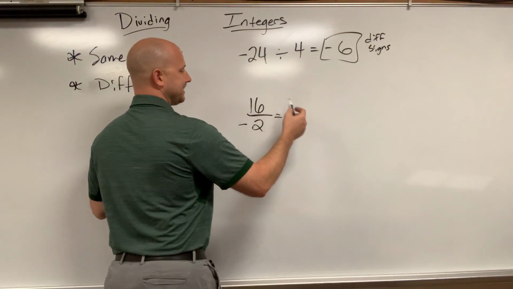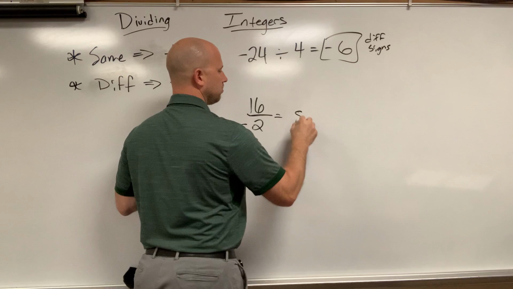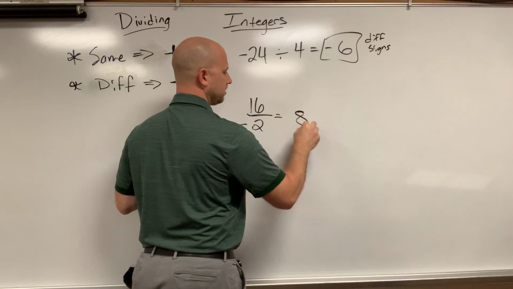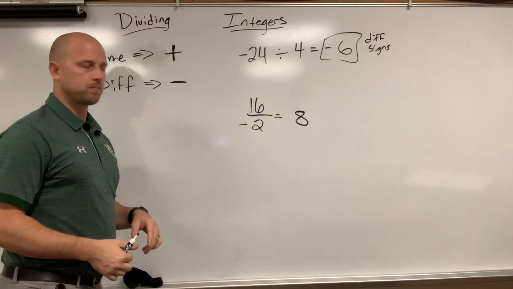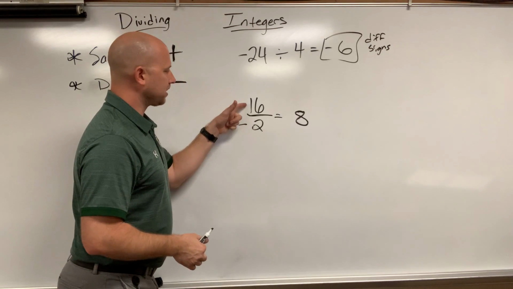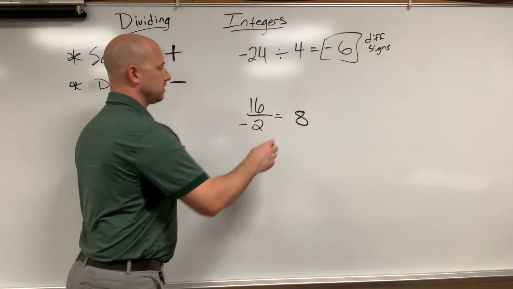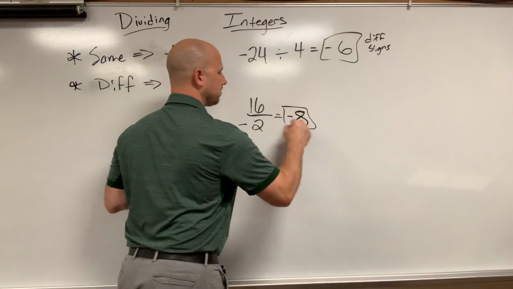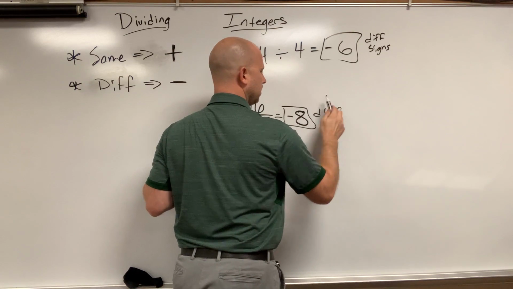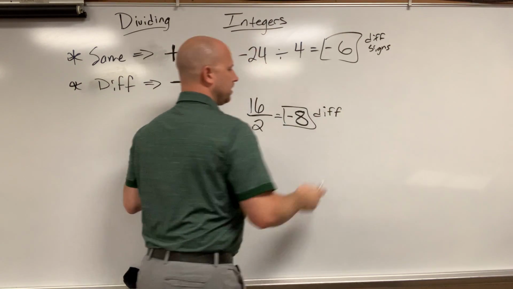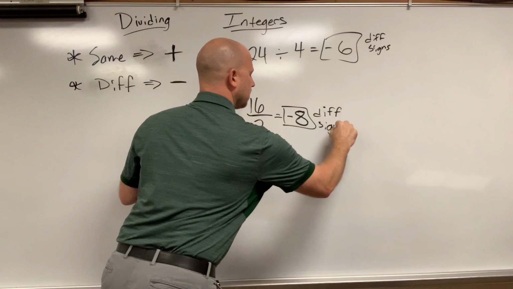Okay? 2 goes into 16. That's an 8. Okay? Negative or positive divided by negative, different signs. Different signs, negative. Okay? Different signs.